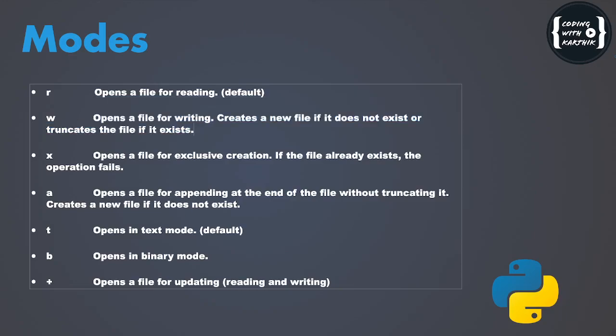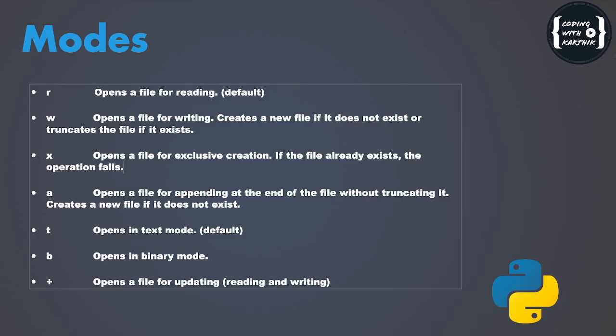Next is x, which is for exclusive creation. That means if the file already exists, the operation fails. It is very useful if you don't want to accidentally overwrite existing files. Then we can go with x mode. It will not overwrite existing files. If you want to use this x mode, that file name should not exist in the directory.